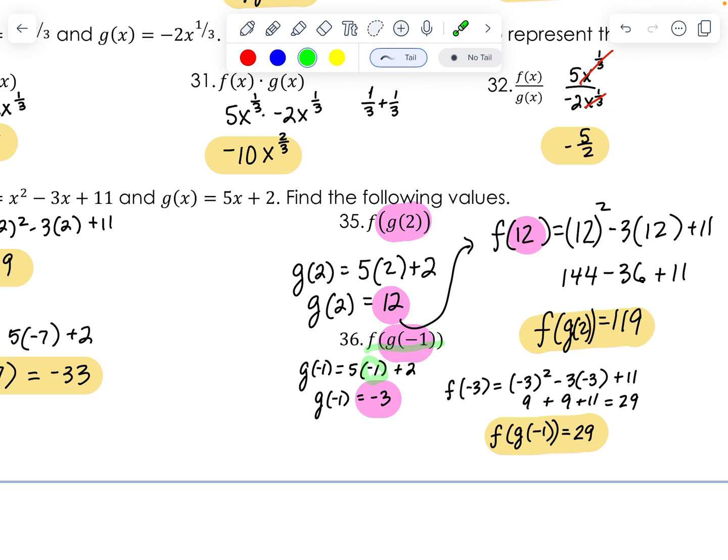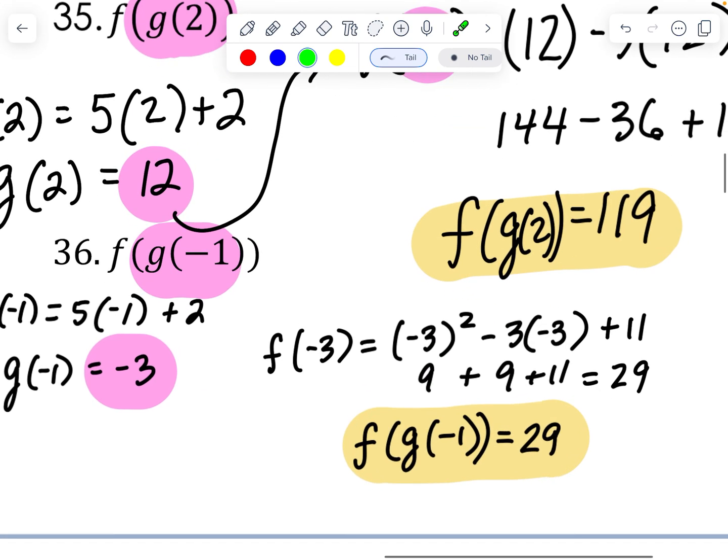Take negative 1, plug it into g, get an answer, and then take negative 3 and plug it into f. Notice the use of parentheses right there when we plugged in a negative number, because a negative 3 squared will be a positive 9. That's a common mistake. So you can't type it on Desmos without these parentheses or you're going to get it wrong.